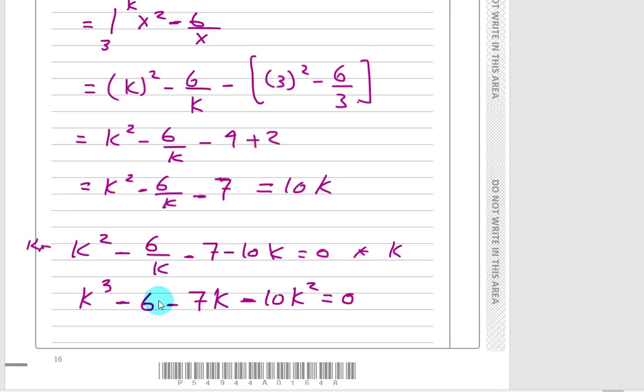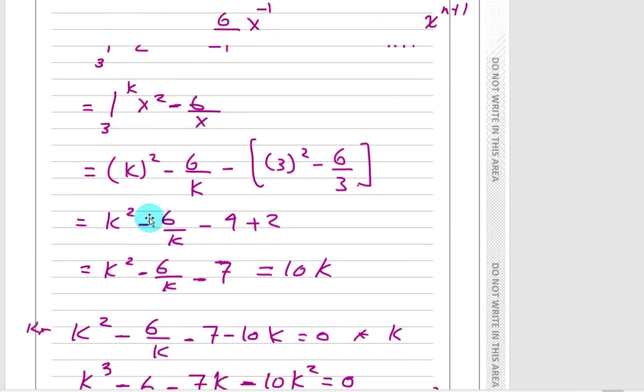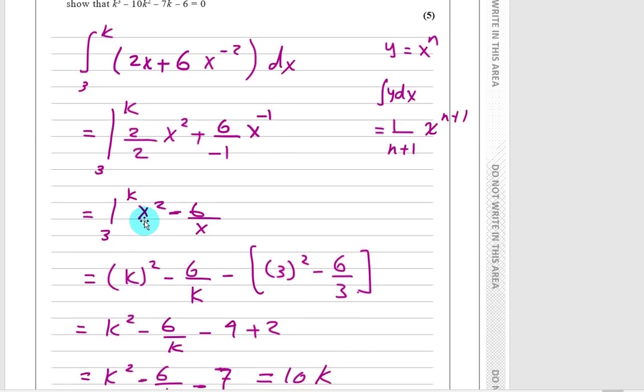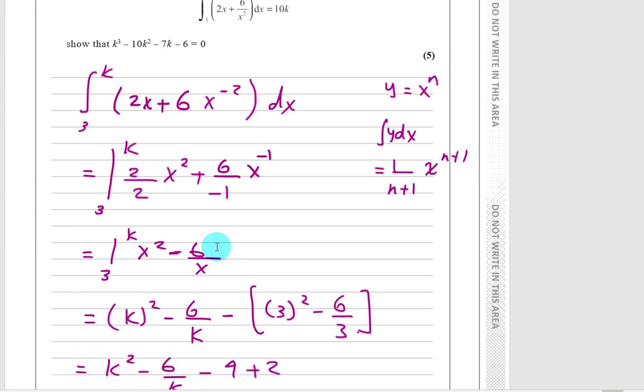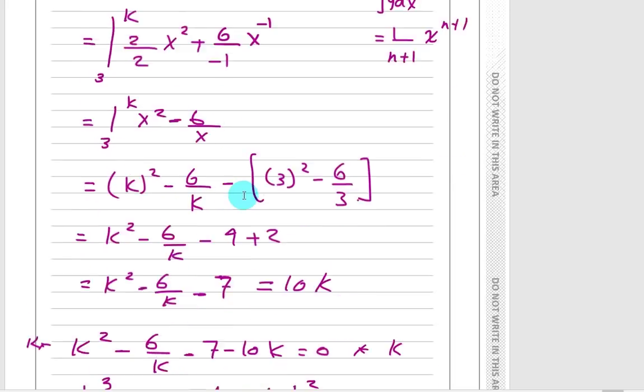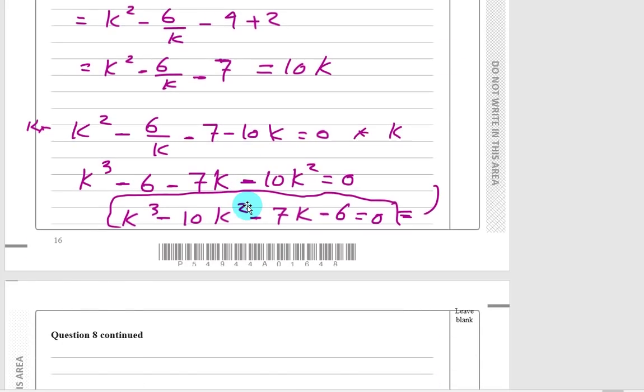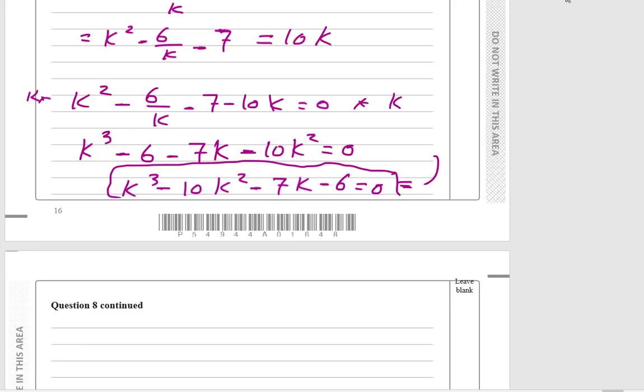So let us now rearrange it. k³ - 10k² - 7k - 6 will equal 0, and this is the same equation we needed. Okay, k³ - 10k² - 7k - 6 equals 0. Okay, let us go ahead to another question.